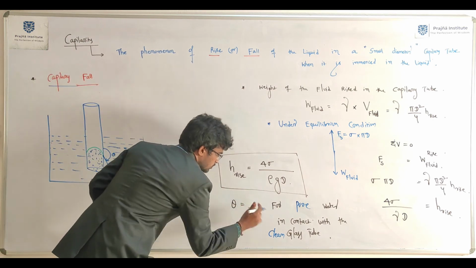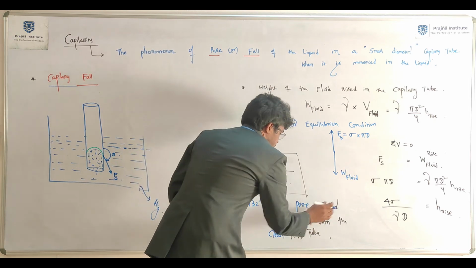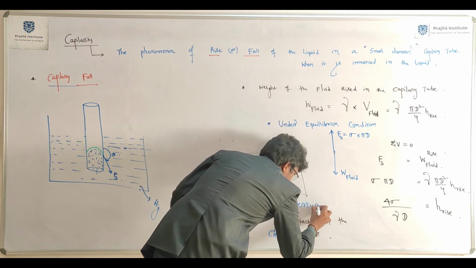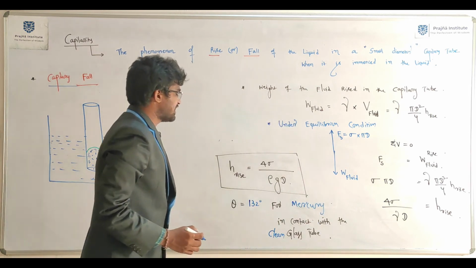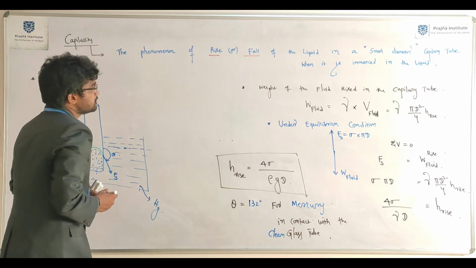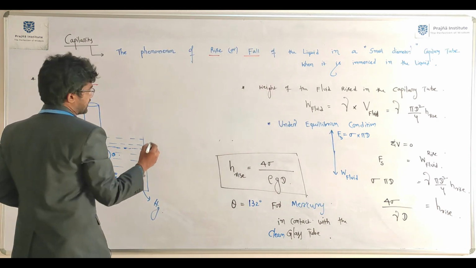Here theta equals 132 degrees for mercury in contact with a clean glass tube. Here draw the free body diagram. Just draw the free body diagram here.